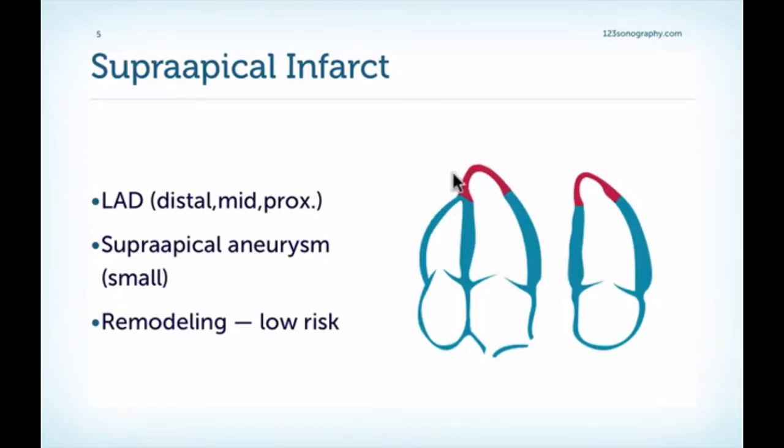It involves only a few segments, but these segments can also be aneurysmatic, so you might see supraapical aneurysms. The residual contractile function is okay, so the risk for remodeling is fairly low.